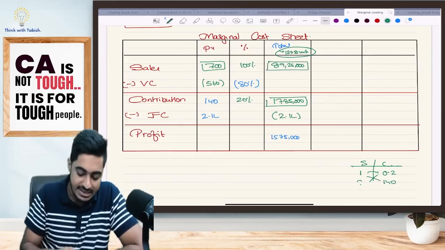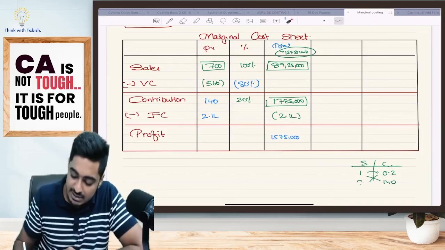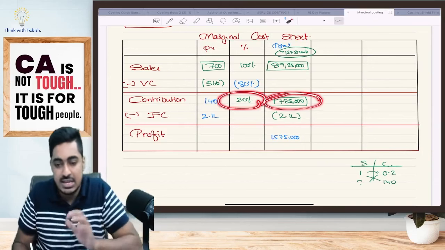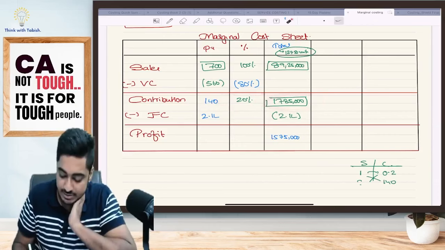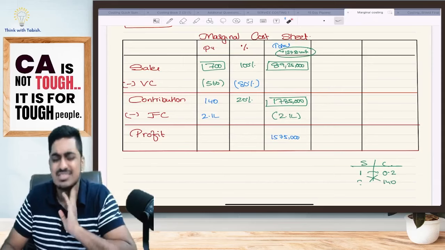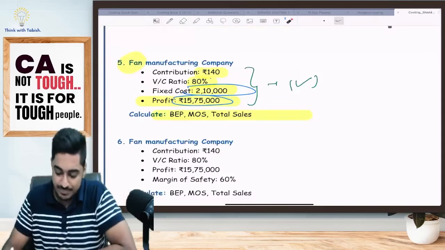Yes, sir. Or alternatively, directly also I can do. I will tell total 17 lakh 85,000 I wanted. This is how much percent? 20%. Means my sale should be that divided by 20%. You will get 89 lakh 25,000. Yes or no, everyone? Yes, sir. Okay.